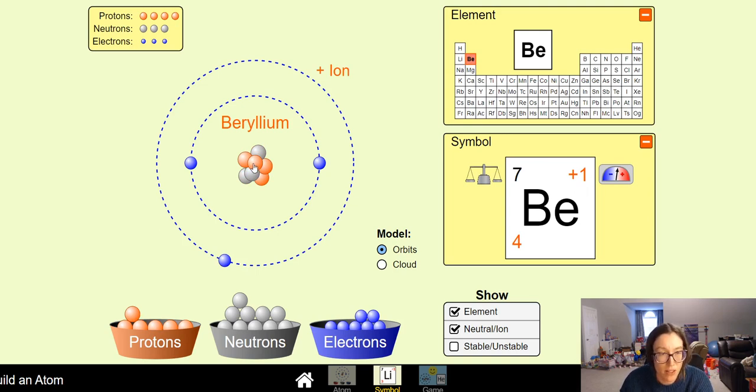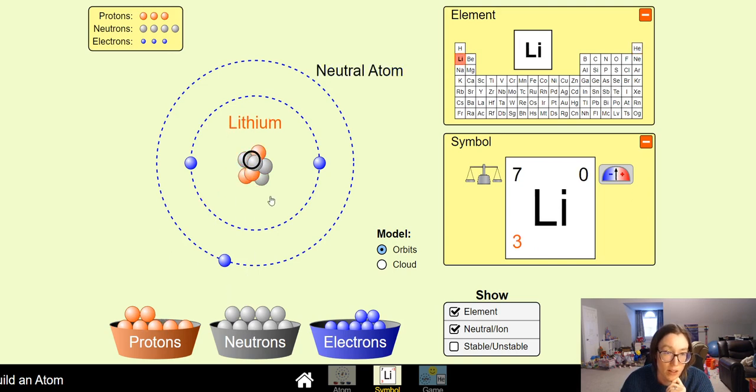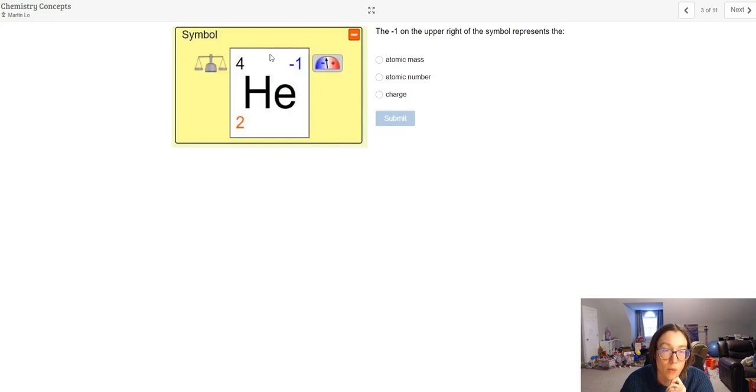The other thing we notice is as we're changing the number of protons, it's changing the name. Here it's actually changing which element we have, right? And the element doesn't change if we change the electrons or the neutrons. It only changes if we change the number of protons. All right, but let's go back to here. We said this one up here is indicating the charge.